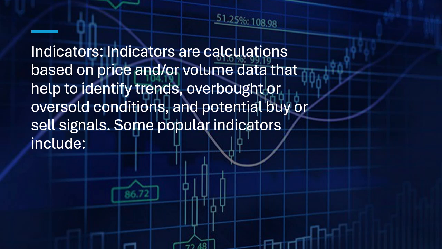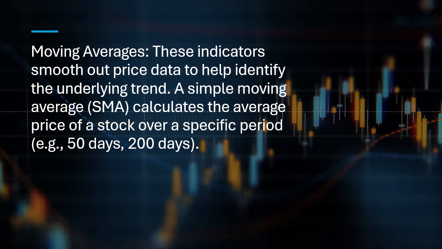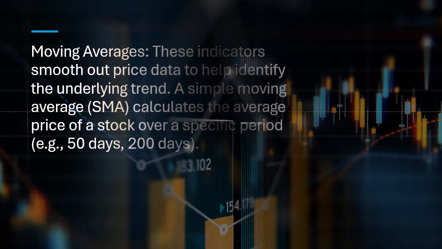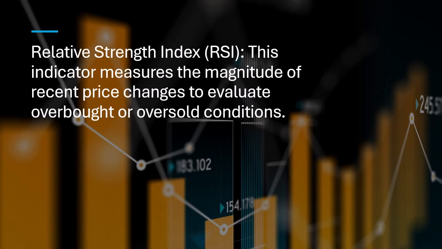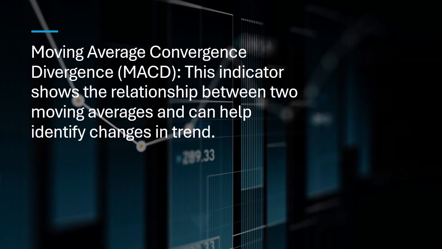Some popular indicators include moving averages. These indicators smooth out price data to help identify the underlying trend. A simple moving average, SMA, calculates the average price of a stock over a specific period, e.g., 50 days, 200 days. Relative Strength Index, RSI. This indicator measures the magnitude of recent price changes to evaluate overbought or oversold conditions. Moving Average Convergence Divergence, MACD. This indicator shows the relationship between two moving averages and can help identify changes in trend.